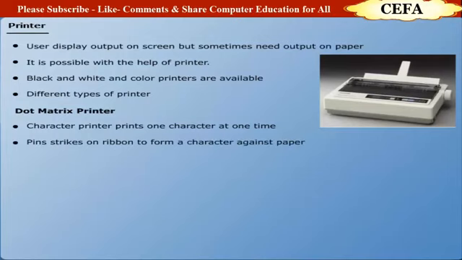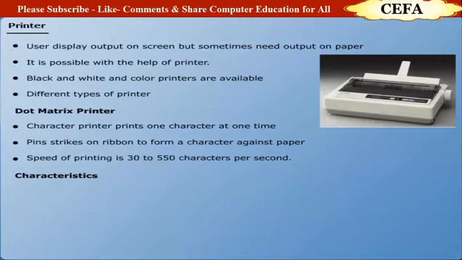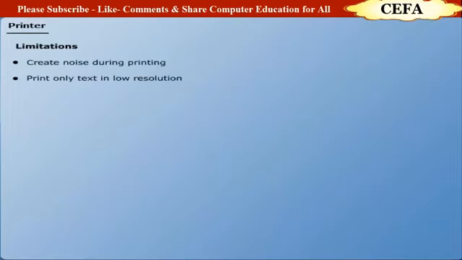The speed of printing of dot matrix printer ranges from 30 to 550 characters per second. Number 1. Characteristics. Dot matrix is low-cost printer and consumes less energy. Number 2. Limitations. Dot matrix printers create noise during printing process. They print the text with low resolution. The font facility is limited and graphics quality is also not high.